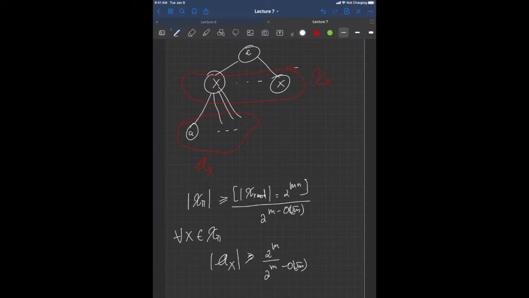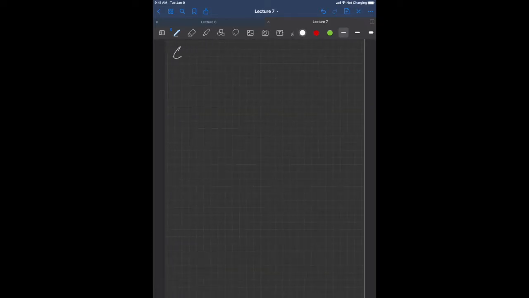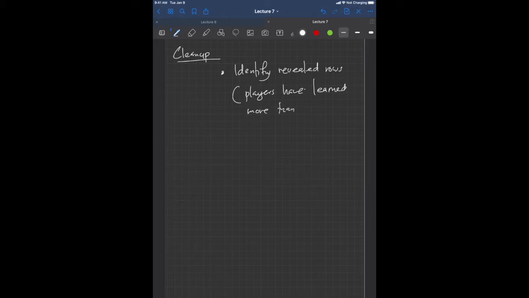Okay, so this is what we had, and now we wanted to do this cleanup where we wanted to do two things. In the first part of the cleanup, we want to identify revealed rows. These are rows where players have learned more than tau bits of information.